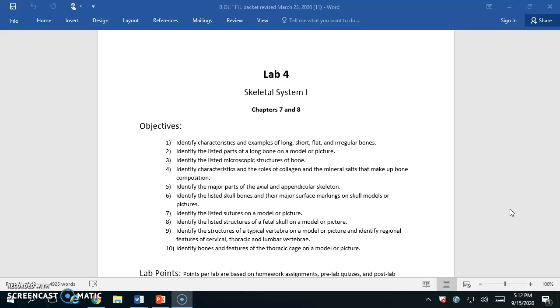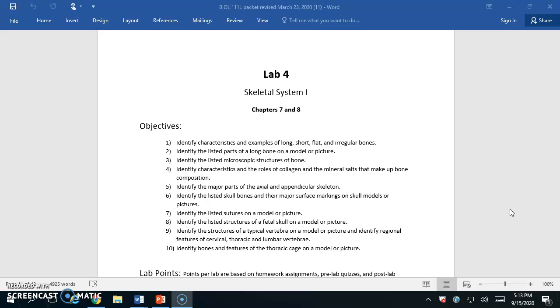So this is, again, Lab 4, and we have two labs, Lab 4 and 5, that we split the skeletal system up in. So we'll talk about the skeletal system in this week's lab, and then we'll talk about it in next week's lab as well.